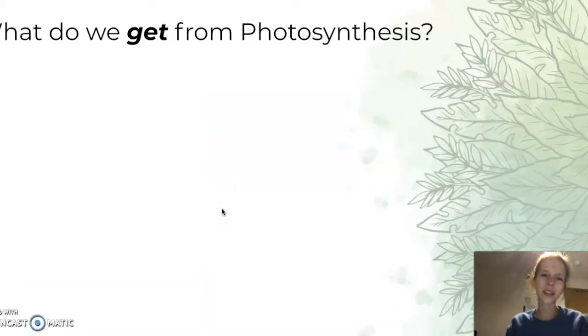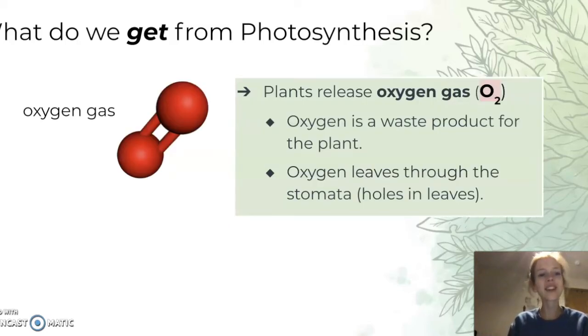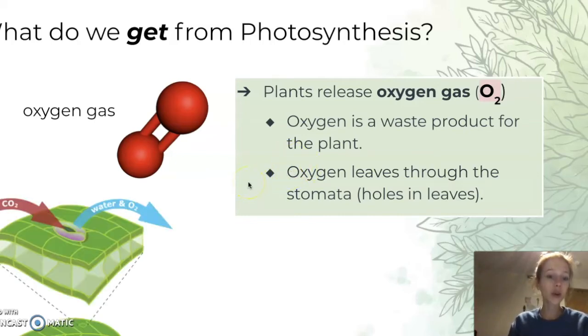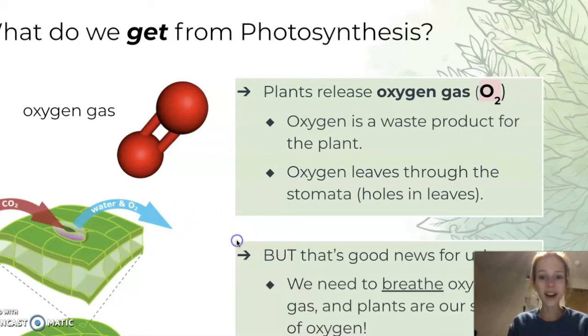What else do we get from photosynthesis? Well, we get oxygen gas. Now this is what oxygen looks like to a chemist. It's made of two oxygen atoms bonded together. And oxygen is a waste product from photosynthesis, meaning that the plant makes it as a result. Oxygen can travel through the stomata, those holes we talked about, where carbon dioxide enters, and this is where the oxygen can exit the leaf. There, it goes into the environment, and that's good news for us because we need to breathe oxygen gas, and plants are our source of oxygen.